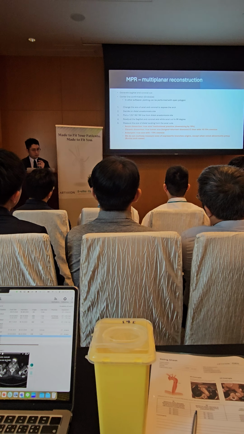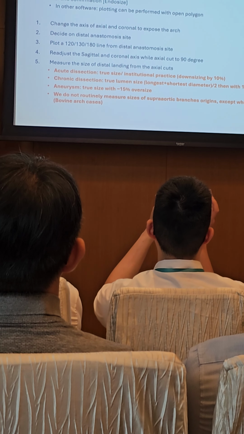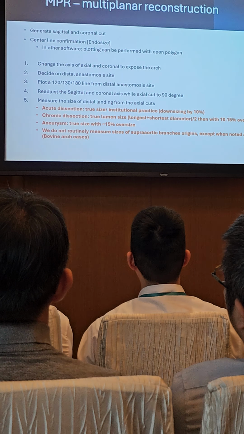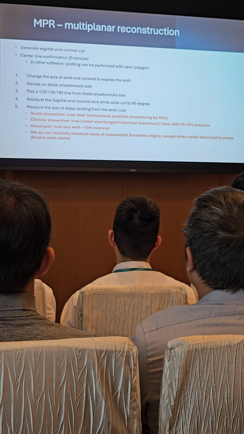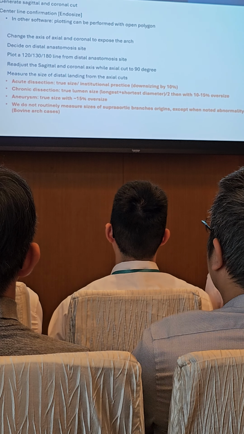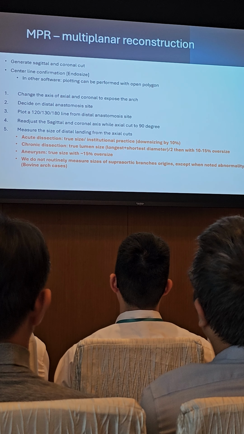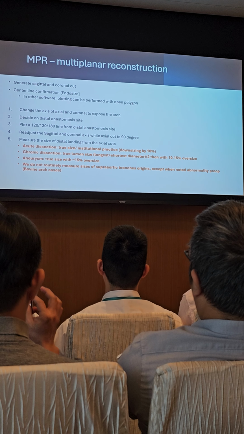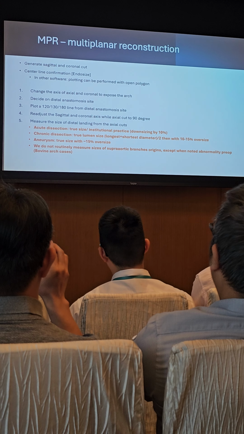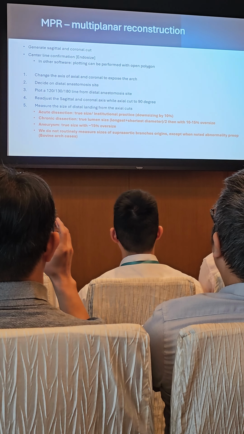And you can change the axis with the MPR, and that can expose the axial and the coronal cut to expose the arch when you look at the CT. That we can design on the distal anastomotic site, plan for a 120, 130 or 180 line of distal sealing, and we readjust the sagittal view and coronal view to get back to the axial cut at 90 degrees, and then we measure the size from the axial cut.